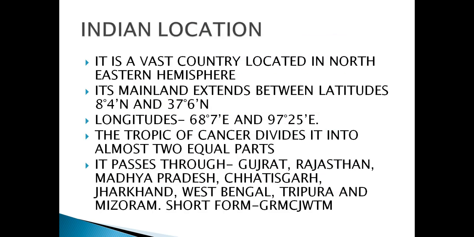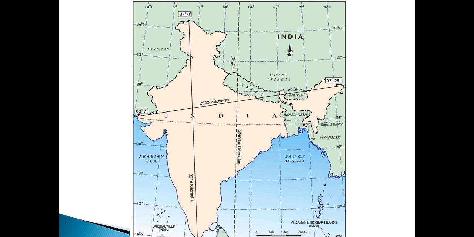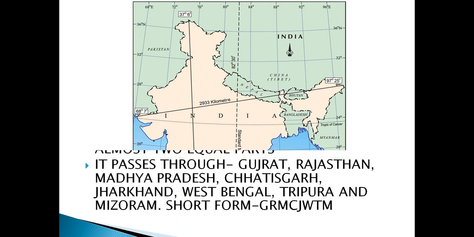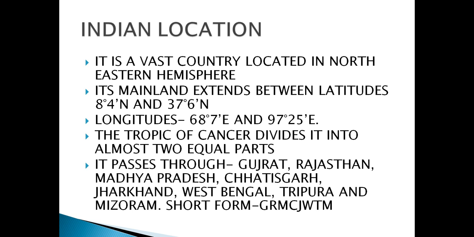The Tropic of Cancer divides it into almost two equal parts. The Tropic of Cancer, which passes through 23 degree 30 minutes north, divides India into almost two equal parts, and it passes through the states Gujarat, Rajasthan, Madhya Pradesh, Chhattisgarh, Jharkhand, West Bengal, Tripura and Mizoram. The short form for these states is GRMCJWTM. G stands for Gujarat, R for Rajasthan, M for Madhya Pradesh, C for Chhattisgarh, J for Jharkhand, W for West Bengal, T for Tripura and M for Mizoram.